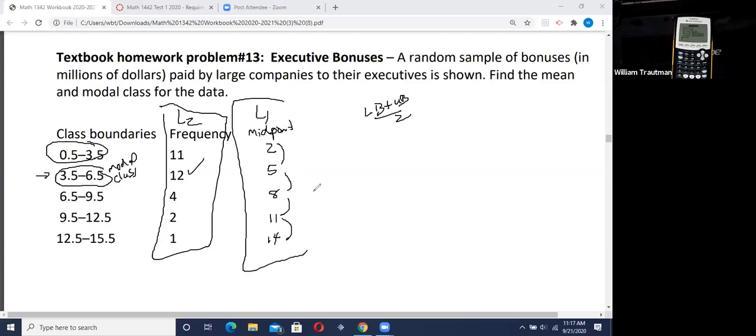So I'm putting 2, 5, 8, 11, 14 in L1, and in L2 I'm putting 11, 12, 4, 2, 1. Now they need to be side by side. In other words, the midpoint and the frequency have to be in the same spot in the list. This is list 1, but this is list 2. They both have to be in the first spot. So let's put that data into our calculator. Stat number 1, I'm clearing list 1. And in list 1, I'm putting 2, 5, 8, 11, 14. I'm glad they gave us nice, pretty numbers to type in. Then 11, 12, 4, 2, 1.